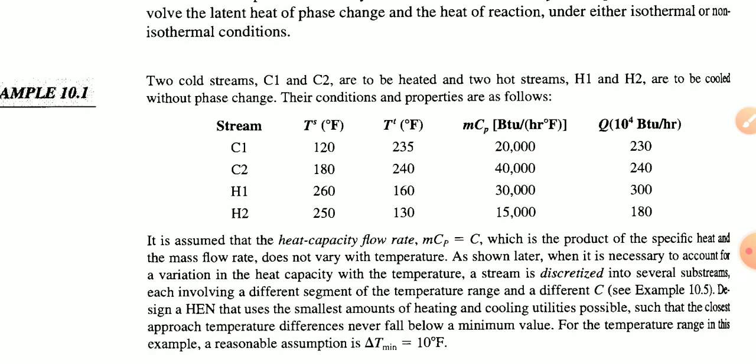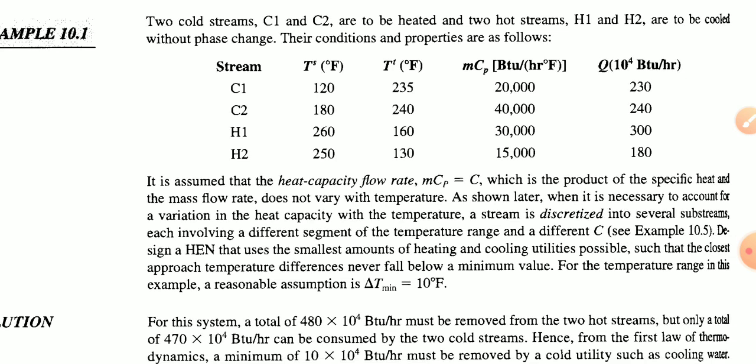Now, MCP, as stated, assume the heat capacity flow rate MCP is equal to C, which is the product of the specific heat and the mass flow rate, and does not vary with temperature. As shown later, when it is necessary to account for variation of heat capacity with temperature, a stream is described as several substances, each involving a different segment of the temperature range and a different C. We will see this in example 10.5.